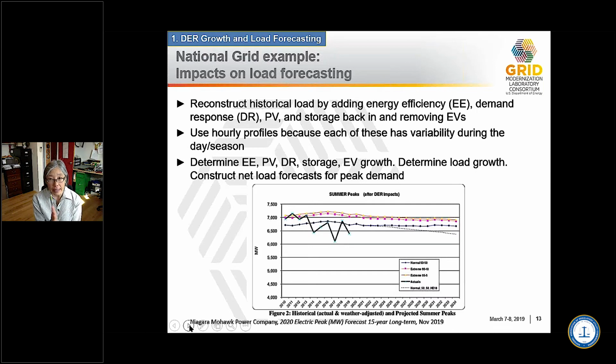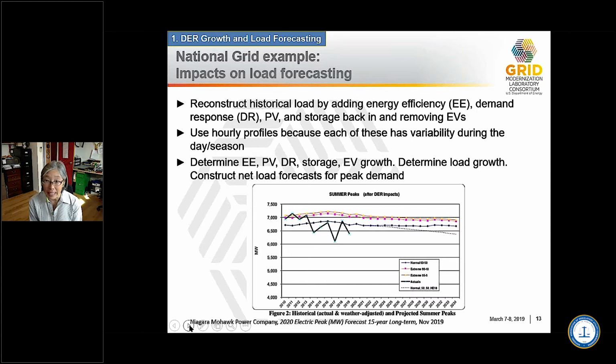And then you independently create forecasts for energy efficiency, for your distributed solar, for your demand response, your storage, your electric vehicles. And then you independently do what you used to do to determine load growth. And then you can construct from all of that, aggregate it for a net load forecast.